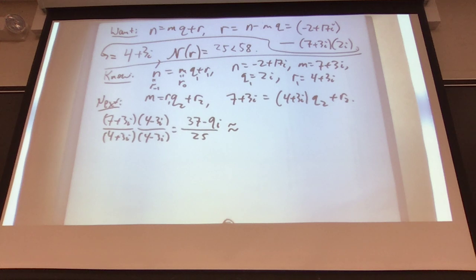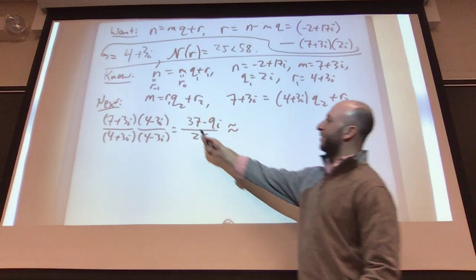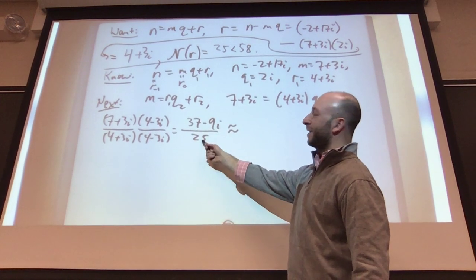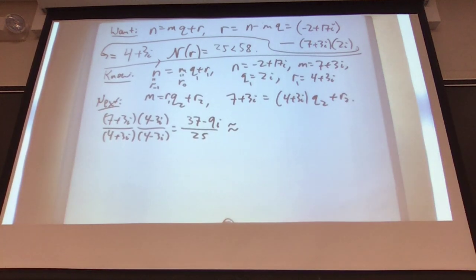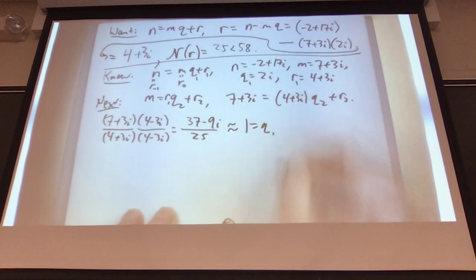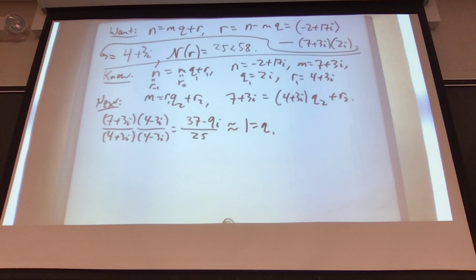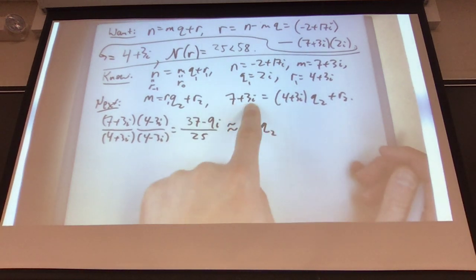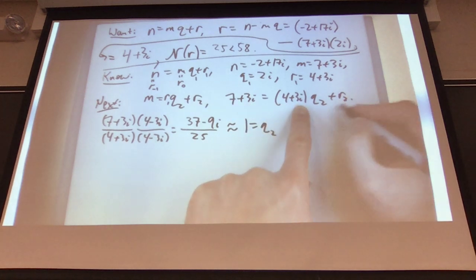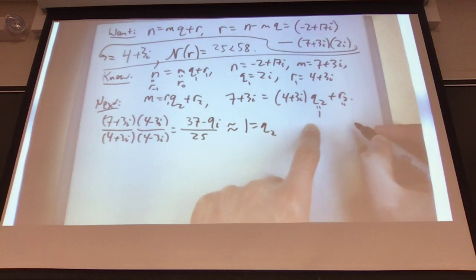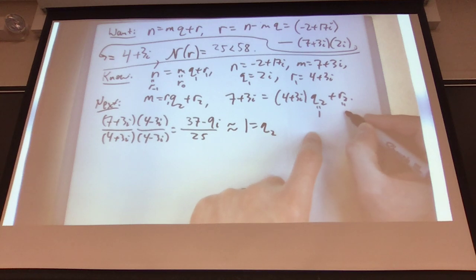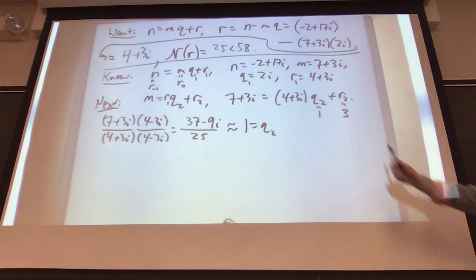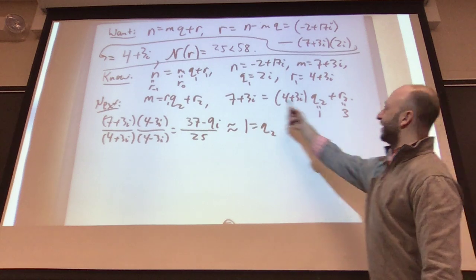What is this near? 1? 37/25 is about 1. 9/25 is about 0. So it's just 1. Alright. And if I set Q2 equal to 1, 7 plus 3i is 4 plus 3i times 1 plus 3, because 3 plus 4 plus 3i is 7 plus 3i.